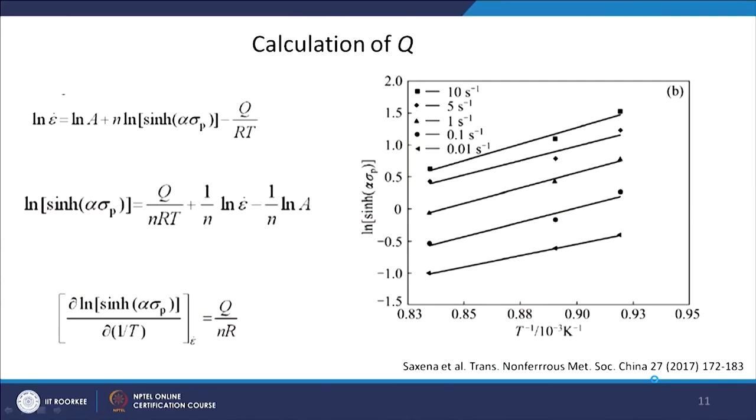Now, we want to know the activation energy. So, calculation of activation energy. For calculation of activation energy, our temperature will change and strain rate will remain the same. Also, please note, I forgot to mention it earlier, that these are all apparent activation energies. One activation energy you also get from the diffusion data, those are true activation energies. These are apparent activation energies.